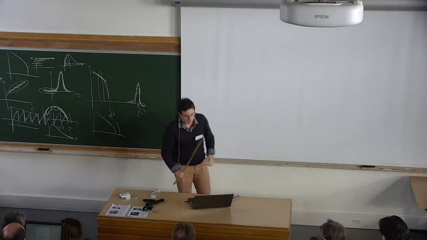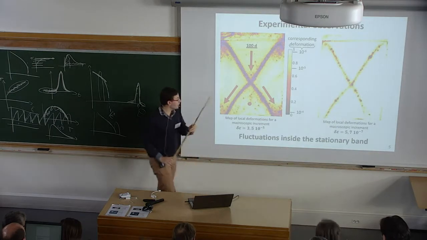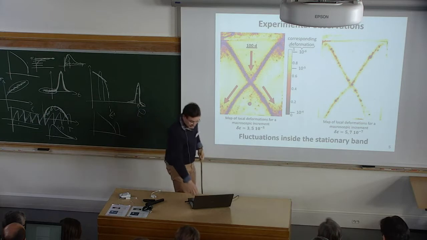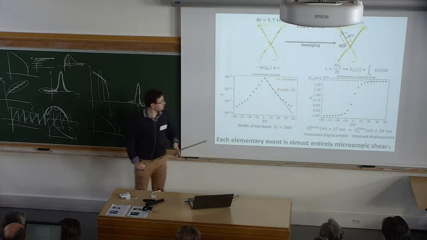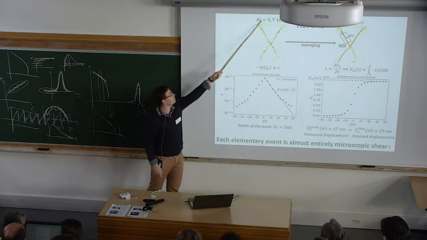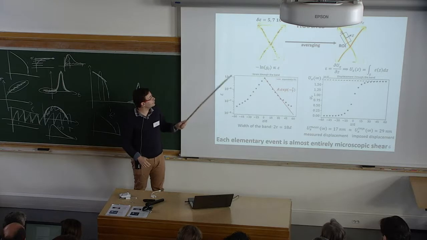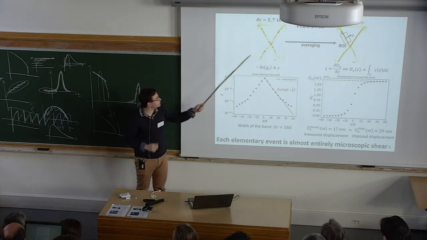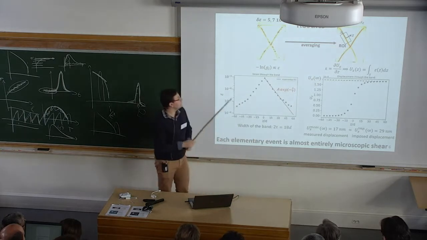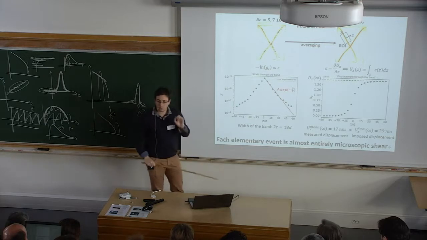But first of all, we can say that there are fluctuations inside the stationary shear band. So first, we can take these maps of deformation for the increment deformation of 10 minus 7. We can make an average of the logarithm of this quantity, and we get this kind of maps. In fact, the logarithm of this quantity is directly proportional to the local deformation.